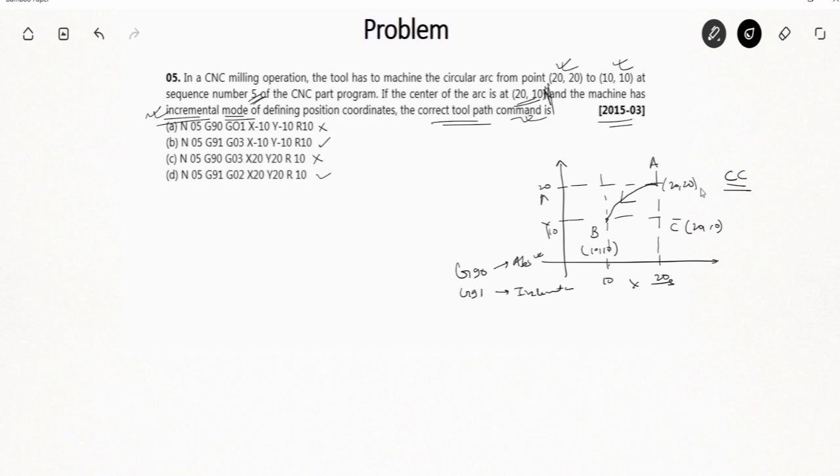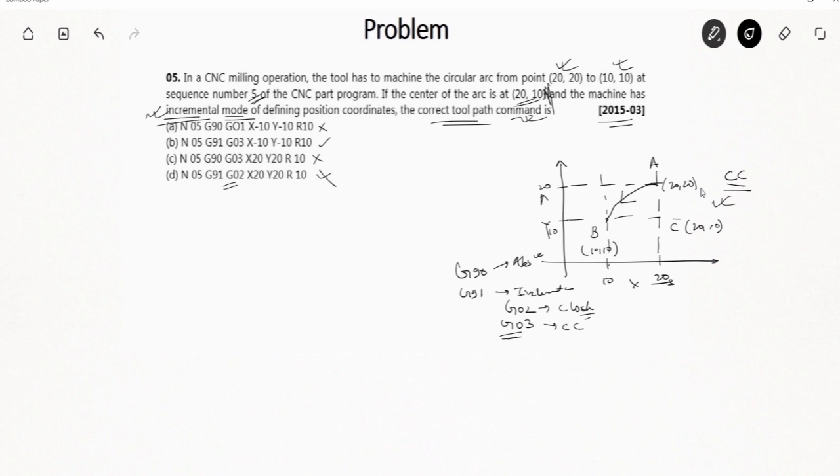Now from the figure you can see that we are moving in a counterclockwise direction. The G code for counterclockwise direction is G03 and G02 is for clockwise direction. So now again we will look at the options. Option D is having G02, which means clockwise.